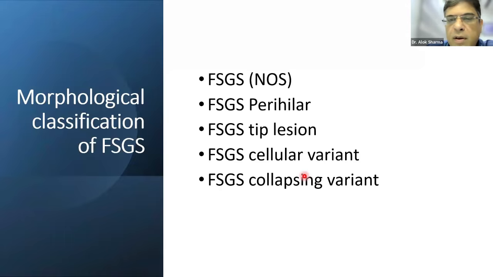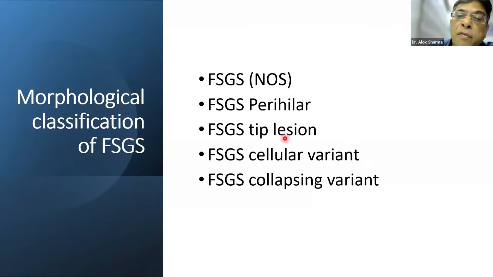You don't worry too much about that. Going too deep into that is not required. But many perihilar FSGS lesions are secondary in nature. Then you have a tip lesion, where the FSGS lesion is near the tubular pole, diametrically opposite. And then you have a cellular variant, where you have endocapillary hypercellularity along with this sclerosis. You have a collapsing variant, where the GBMs collapse and the podocytes become hyperplastic. And when you don't have any of these four, you call it NOS, right? So our case was kind of NOS.